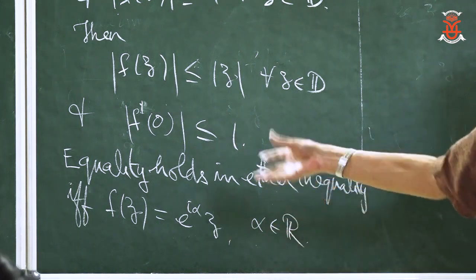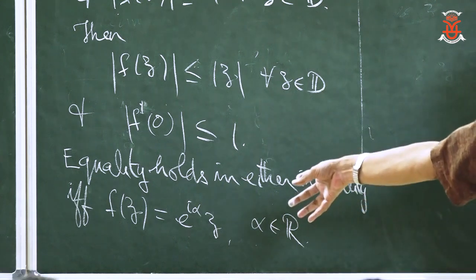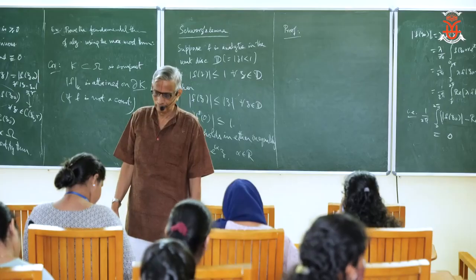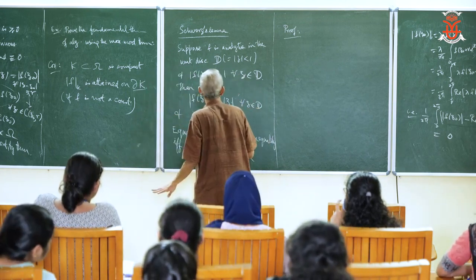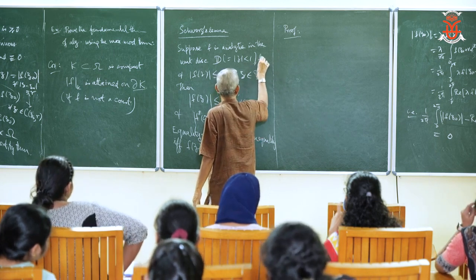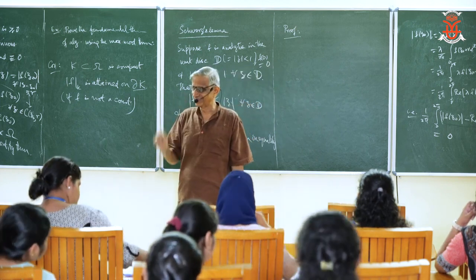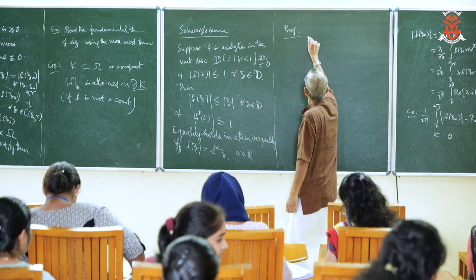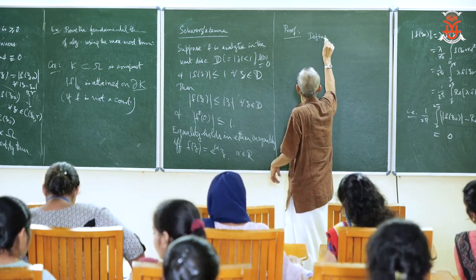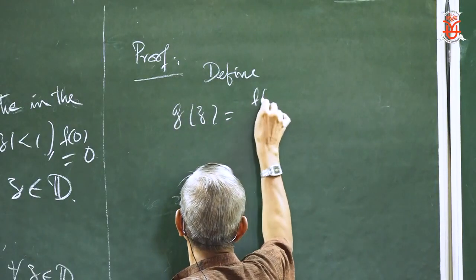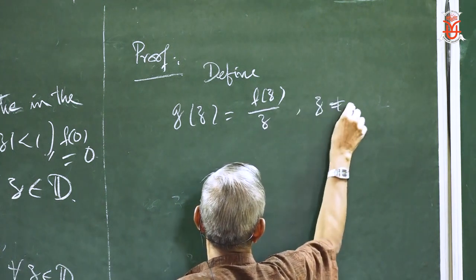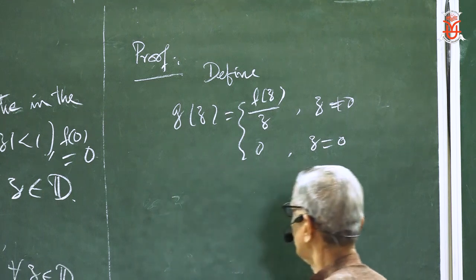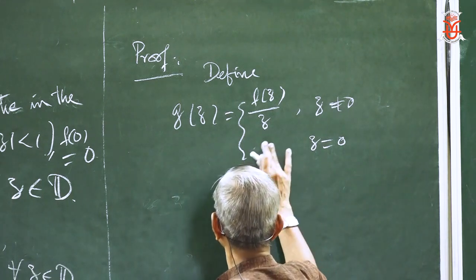So this is a rotation. Equality holds only in the case of a rotation, rotation through an angle alpha. This is rotation through an angle alpha: z goes to e to the i alpha times z. So define, that's the crucial thing, g of z equal to f of z over z, with f of 0 is 0. Or okay, let's say f dash 0.